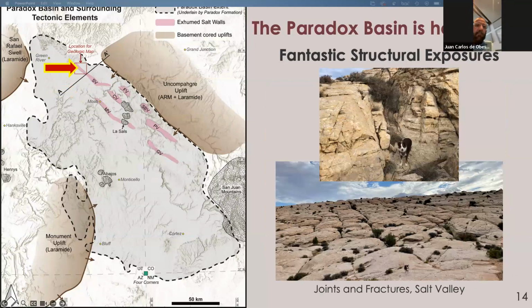Joints and fractures. And these fractures are what we're going to be focusing on in this talk.